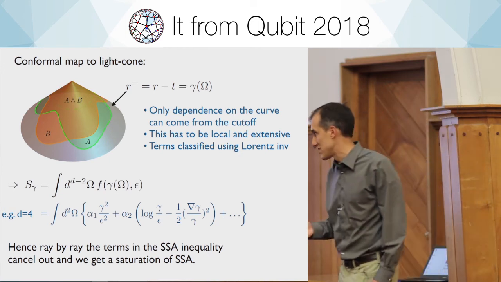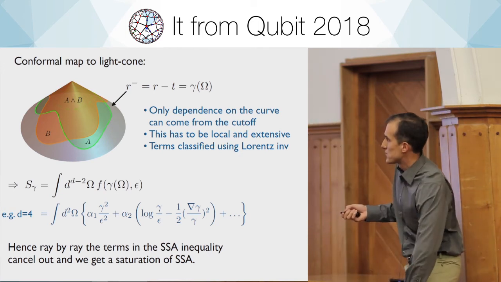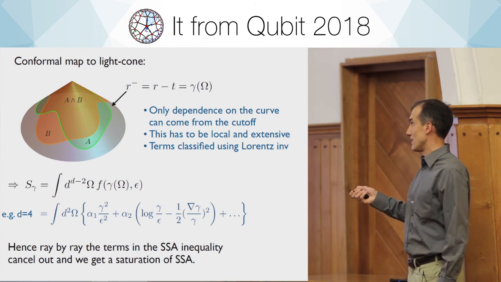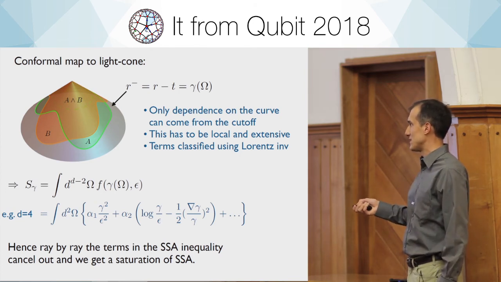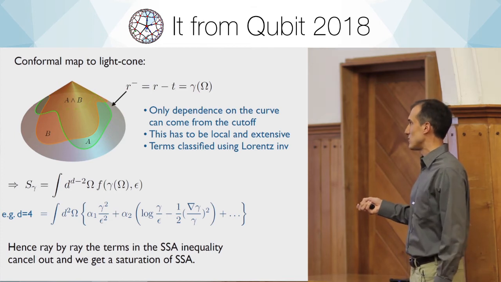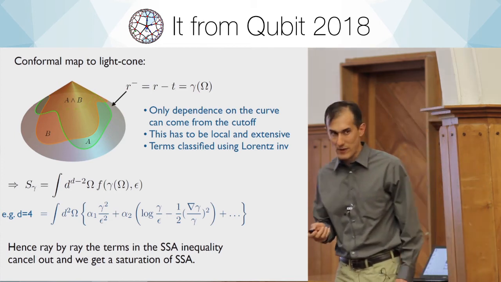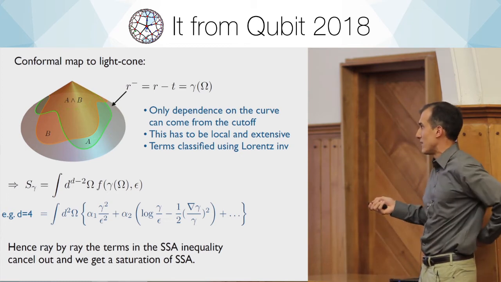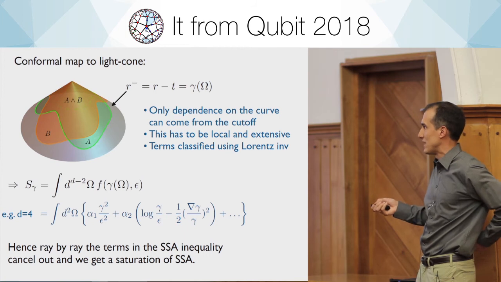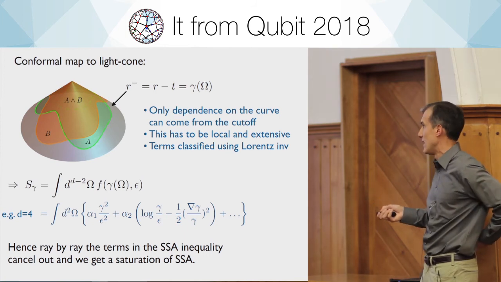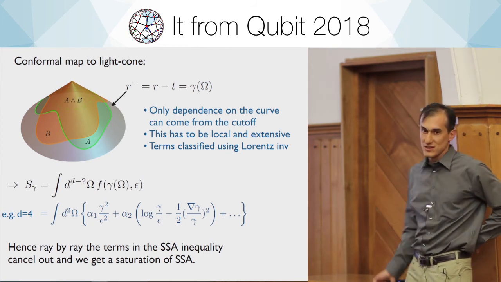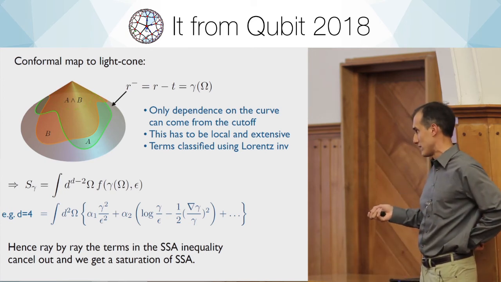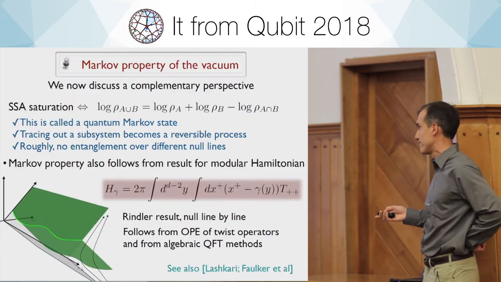And here, just for illustration, I'm showing what would be this expression for the entropy of any curve gamma in d equals 4, so it will have this term. Then this is the term associated to the anomaly and so on. So it turns out, in fact, we can write all the expressions for these entropies on the light cone. But for us, the important point will be that once we have this local integral, then ray by ray, all the terms in the strong subadditive inequality cancel out. And then again, we get saturation of strong subadditivity on the cone side.